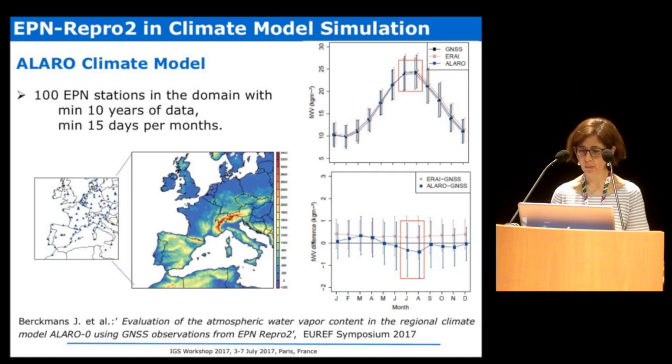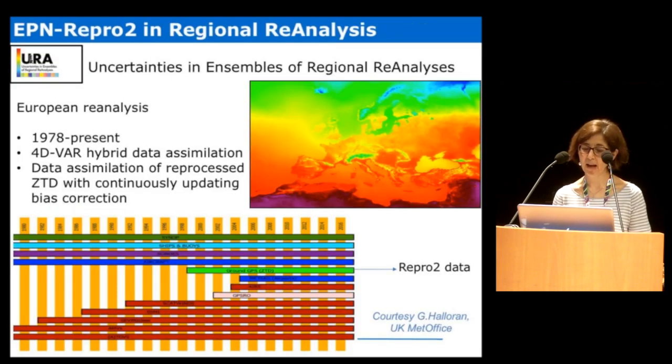You will see the comparison of ERA interim data versus GNSS in the lower part and ALARO versus GNSS. You will see that on a monthly basis, ERA interim has a constant bias versus GNSS observation, while ALARO performs much better, except in the summer period, for which there seems to be a dry bias, which is under investigation. Another example is the usage of this data in regional reanalysis.